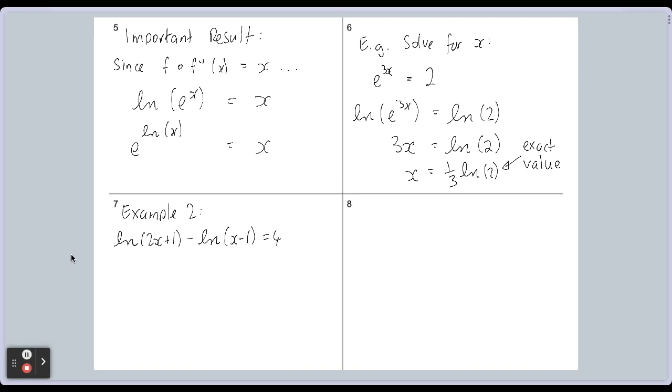Example 2. Effectively, with all of these kinds of examples where you need to get at the x, which is inside either the log function in this case, or as a power of e, what you have to do is reduce it down to a single log, and then you can apply that sort of inverse principle. So ln(2x + 1) minus ln(x - 1) equals 4. How can I convert that into a single log?